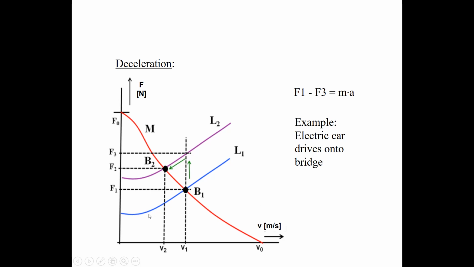So now let's see what happens if an external force is applied to that system. This was my operating point, B1. Now let's see what happens, for instance, when an electric car drives onto a bridge. At that time, the load torque, or the load force, is suddenly increased. So we have a new load characteristic, and the load characteristic L1 changes into a new load characteristic L2.